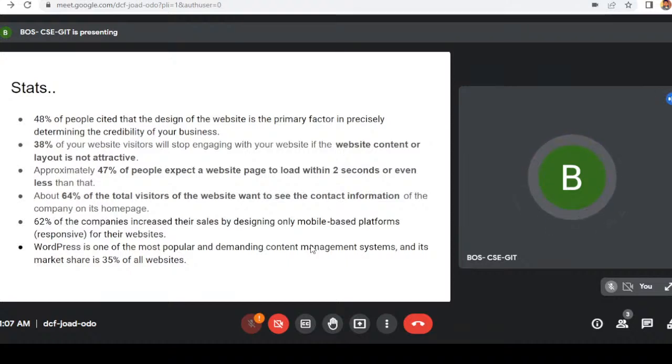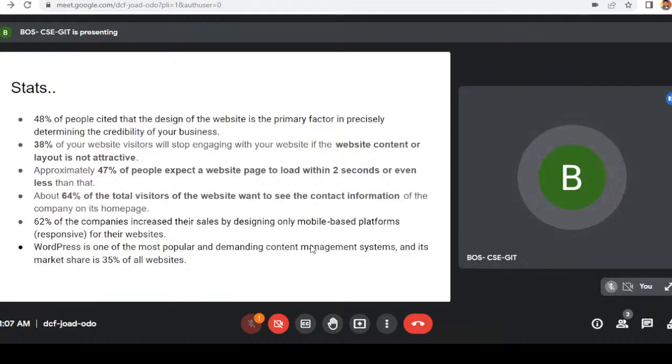Okay. So now let's look at some statistics here. 48% of people cited that the design of a website is the primary factor in determining the credibility of your business. 38% of your website visitors will stop engaging with your website if the content or layout is not attractive. I hope you're trying to relate to CSS here. Then approximately 47% of people expect a web page to load within 2 seconds or even less than that. The processing time should be really less. Otherwise, nobody is going to come to your website.